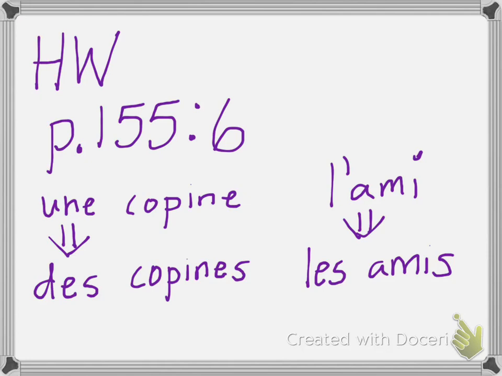So for 1 through 6 that are using these indefinite articles, your plurals will all be des and then an S on your noun. For 7 through 12 that are using either the definite article, L apostrophe, le, or la, the plurals will use les and you will add an S on the end. So that's all you need to do for your homework.